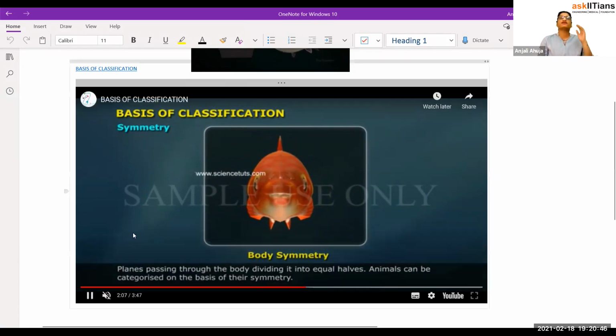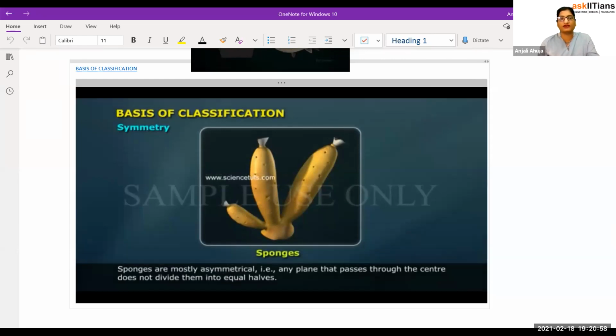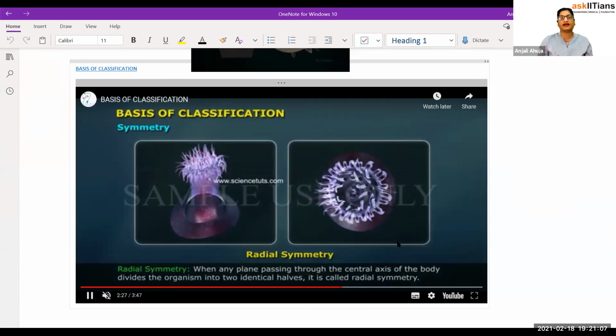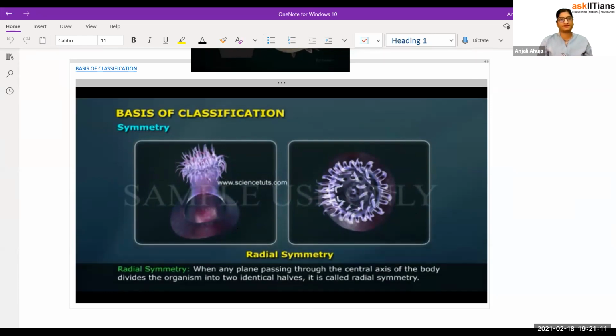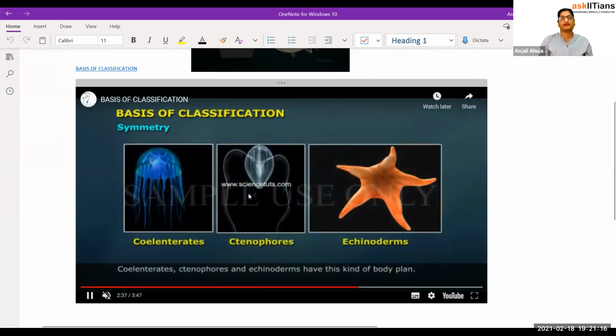On the basis of that characteristic, there are mainly 3 or 4 types, I'll tell you. First is asymmetrical, where the body design is asymmetrical. No plane can cut it into equal halves. An example is sponges. Then there is radial symmetry, where a line passing along the radius cuts it into two identical halves. That's radial symmetry. The examples they have written are cnidarians, ctenophores and echinoderms.